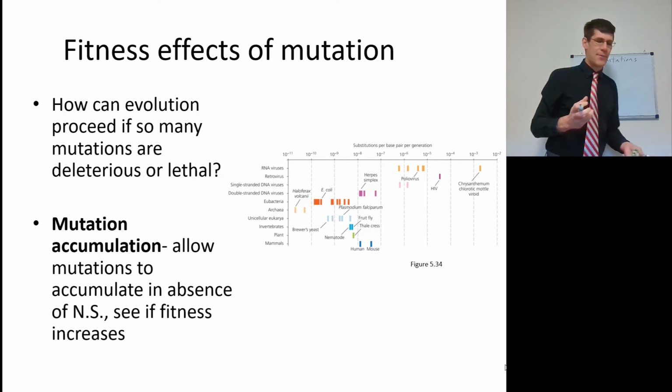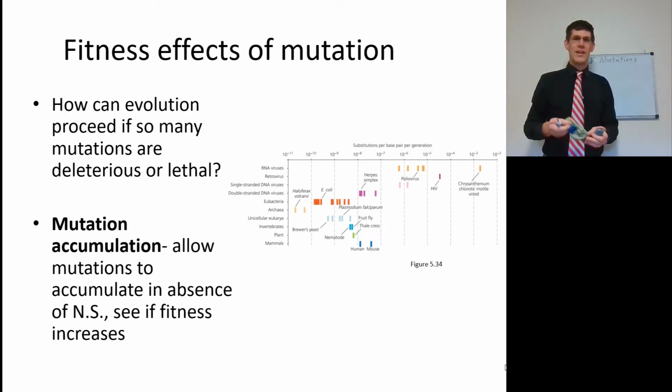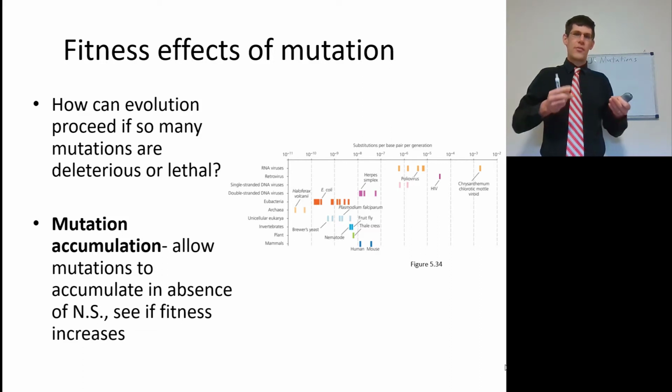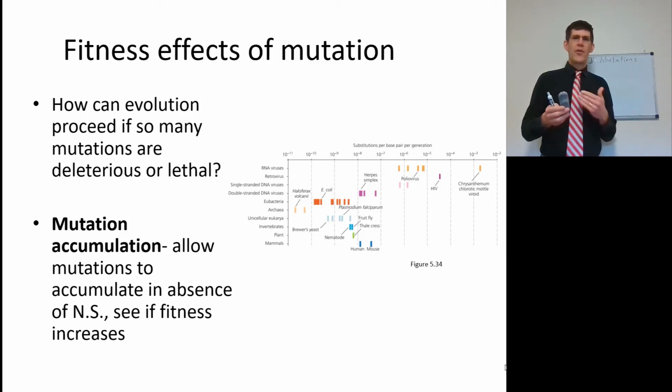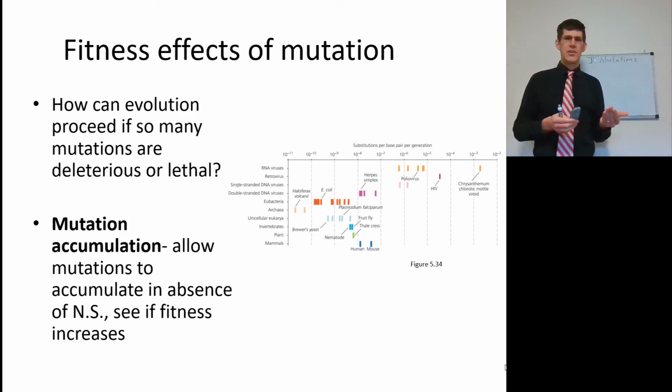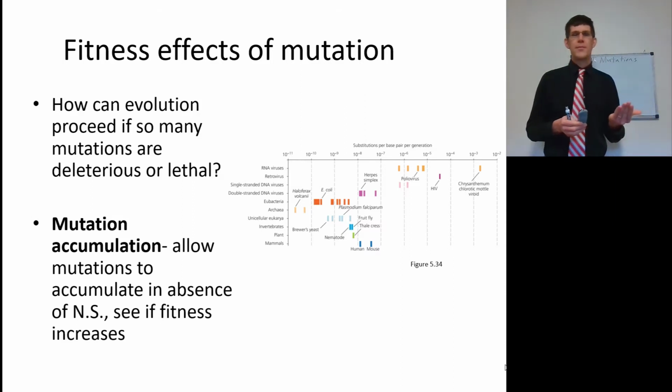There are different types of mutations you're going to get, and the question is, if most mutations are bad for the protein, how can evolution proceed if so many mutations are deleterious or lethal? Basically, there are so many ways to screw up a protein. How could it ever become better? So what we see is how bad are mutations really? So we do something called mutation accumulation. It's when you put the organism under perfect conditions and allow mutations to accumulate in the absence of natural selection and see if the fitness is going to increase as the mutations increase.